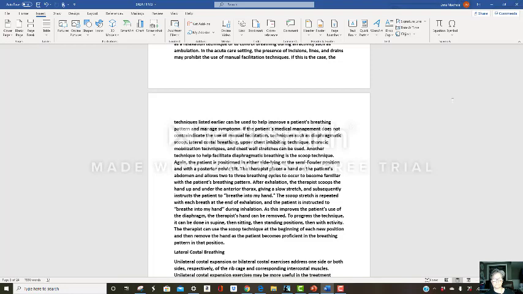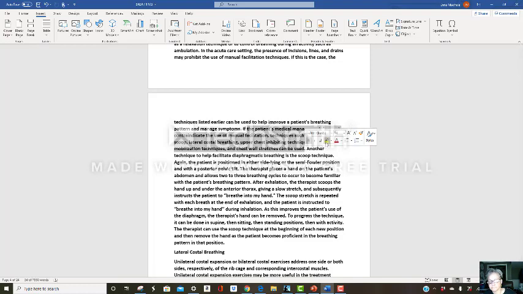If the patient's medical management does not contraindicate the use of manual facilitation, techniques such as diaphragmatic scoop, lateral costal breathing, upper chest inhibiting technique, thoracic mobilization techniques, and chest wall stretches can be used. Another technique to help facilitate diaphragmatic breathing is the scoop technique.